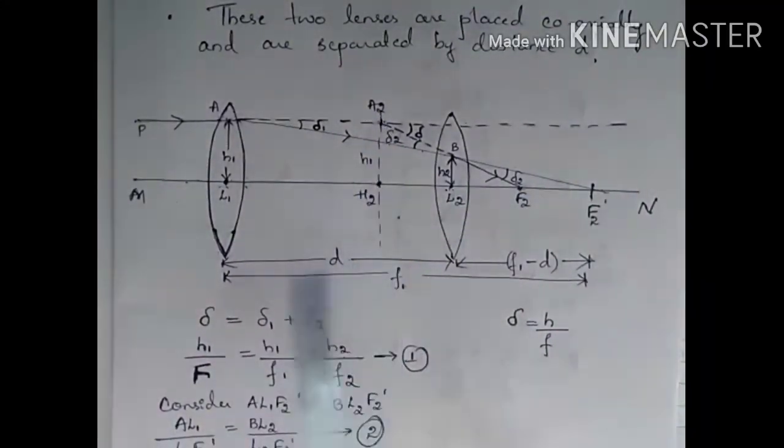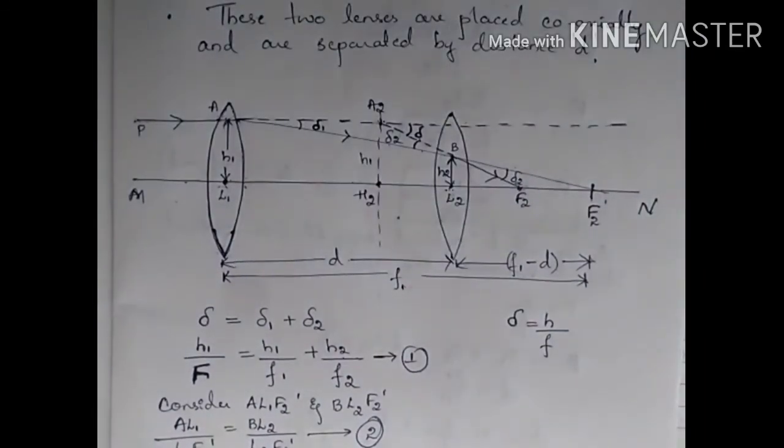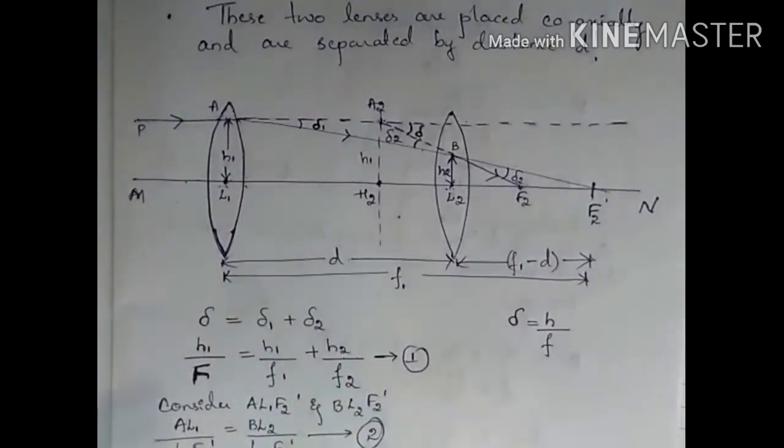So for this lens, F will be what? F is equal to F1 F2 divided by F1 plus F2 minus D. That is the effective focal length for the two thin lenses which are separated by distance D.